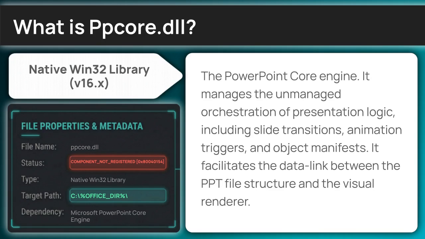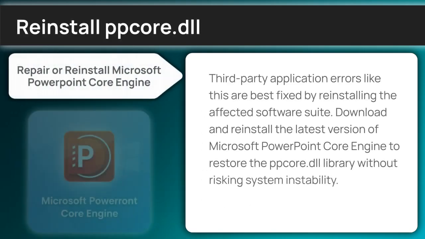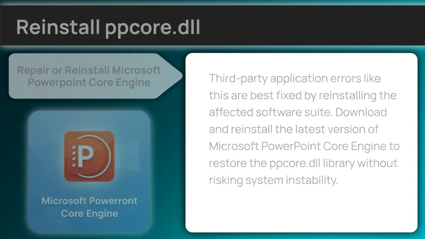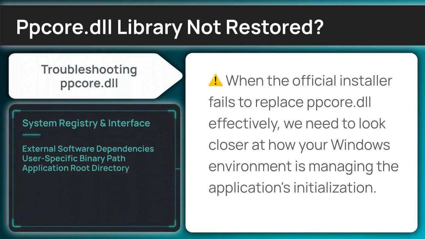Now that you have the context, let's move into the repair process with a fresh installation. Third-party application errors like this are best fixed by reinstalling the affected software suite. Download and reinstall the latest version of Microsoft PowerPoint core engine to restore the Ppcore Library DLL library without risking system instability.